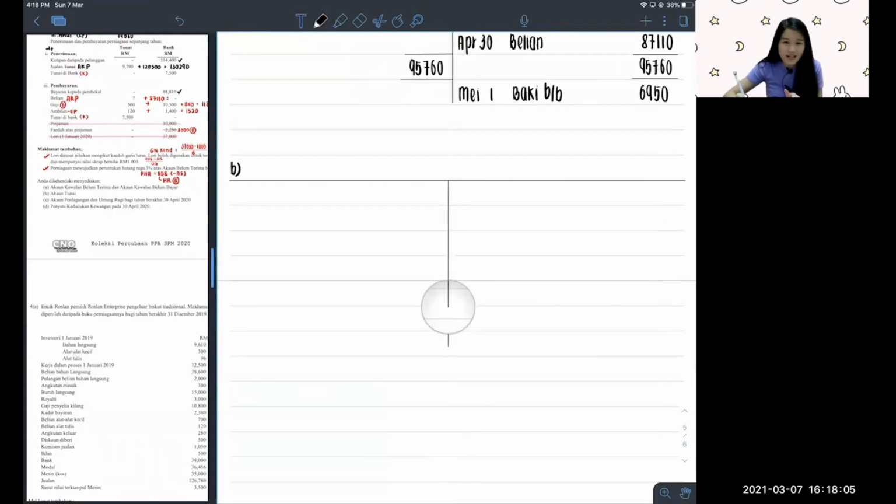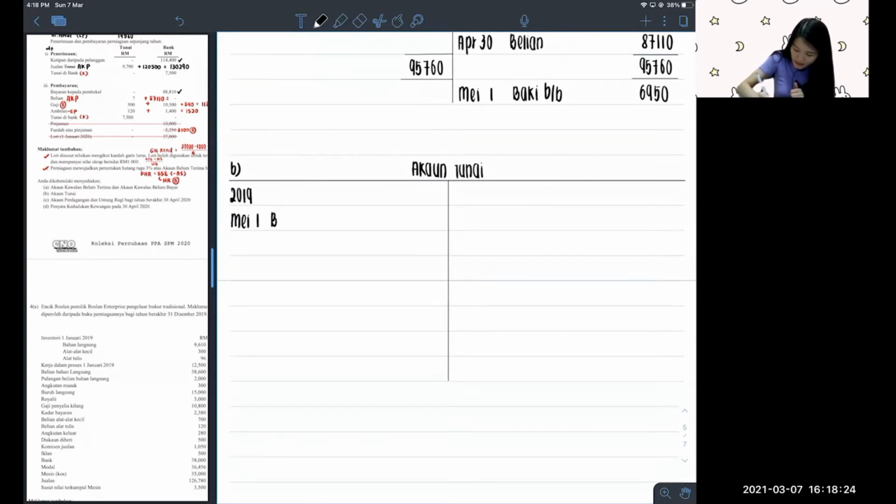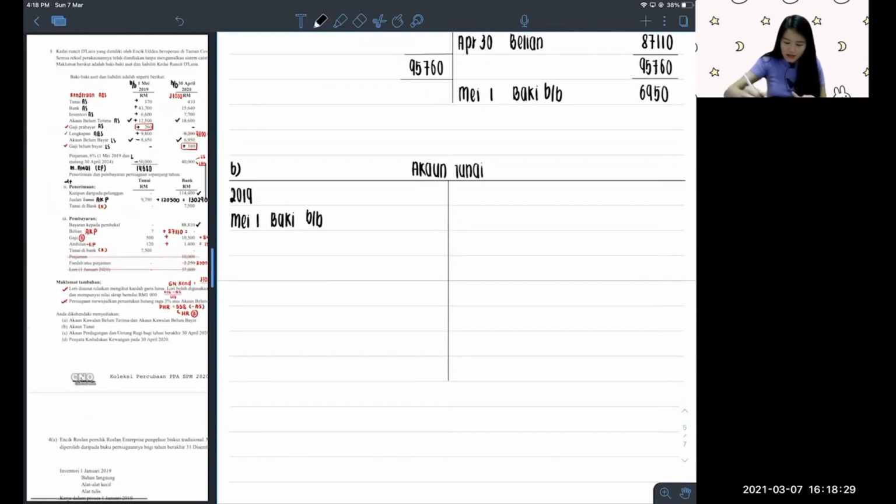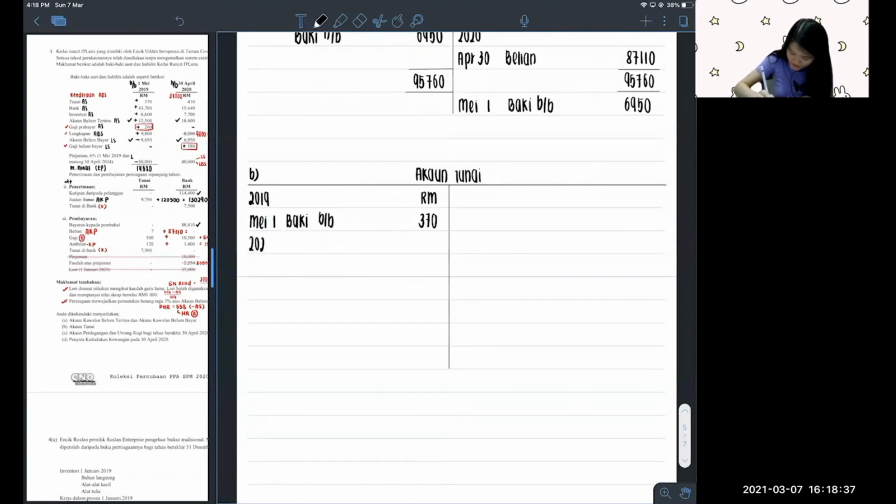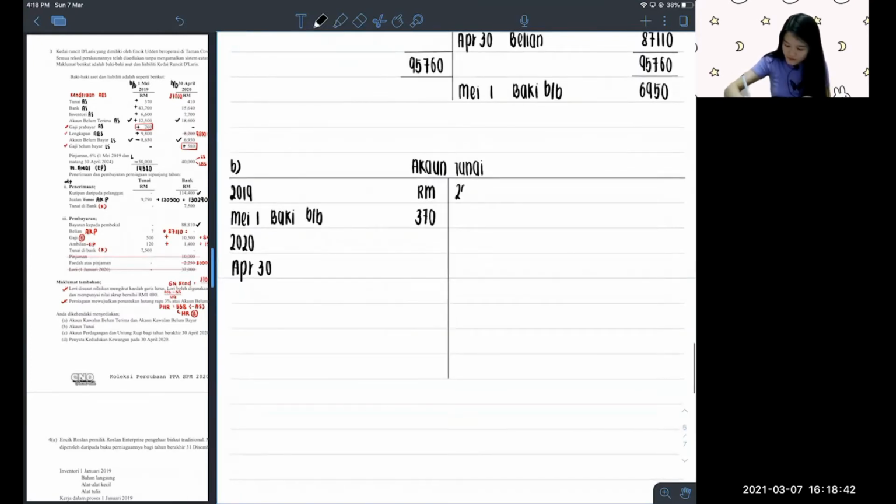Exactly the same. So tunai is an asset ma. So of course positive is on the debit side, negative is on the credit. So account tunai, we just copy paste whatever they give you for tunai column. So start from the debit side, guys. Start from the debit side. 2019, May 1st, Baki BB. Look at your Baki area. What is the starting amount for tunai? Now for tunai, yeah, starting amount is 370. Okay, then now change the date, 2020, April 30th. April 30th.